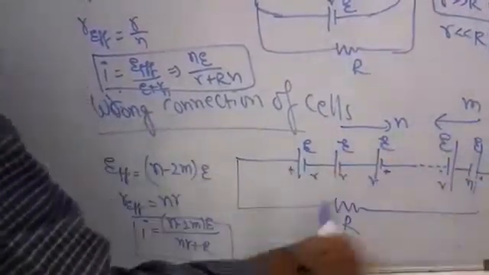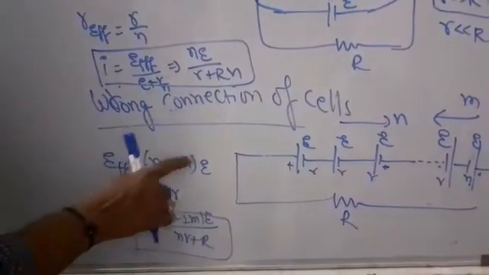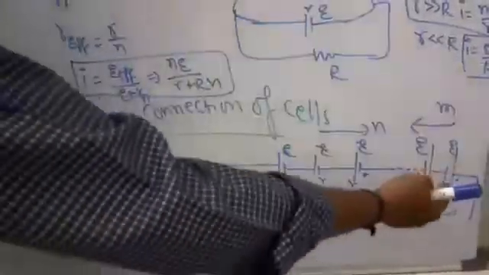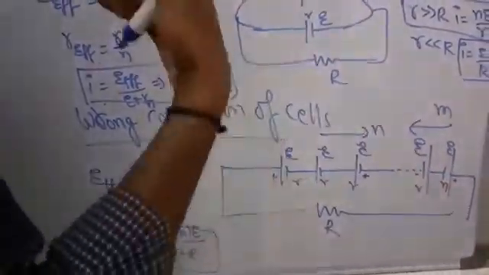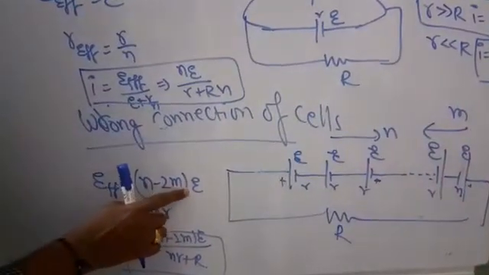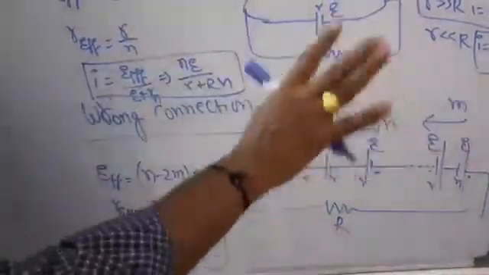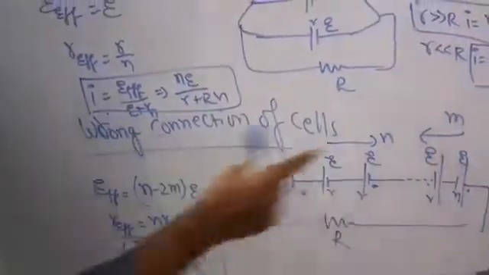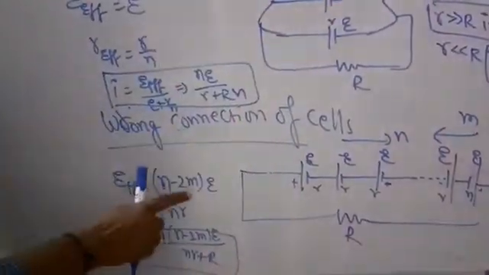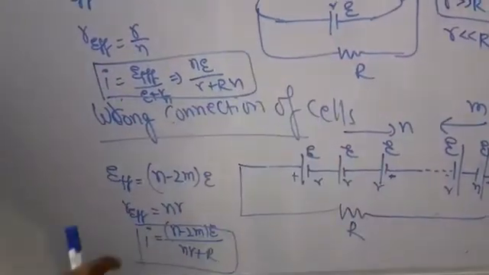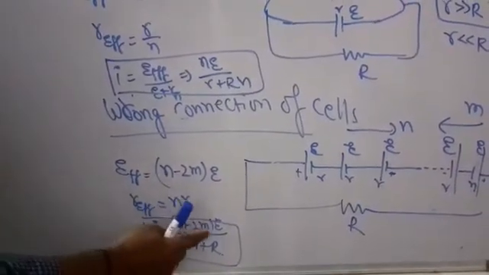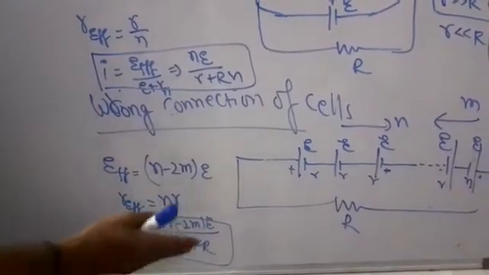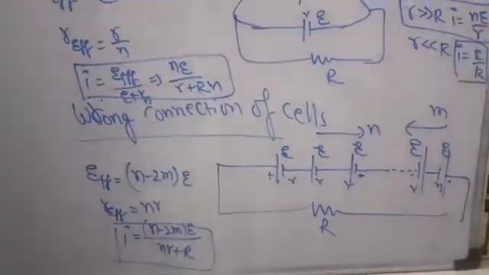Next, due to the second wrong connection of a cell, the second cell will get damaged. So therefore nE means total EMF minus wrong connection. If one cell is connected wrongly, that connected cell and the cell before it get damaged. That's why two cells get damaged for one wrongly connected cell. Therefore (n minus 2m) into E. Effective resistance is nr, current is (n minus 2m) into E by nr plus capital R, right?